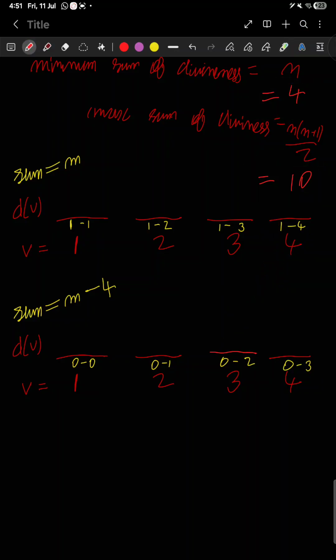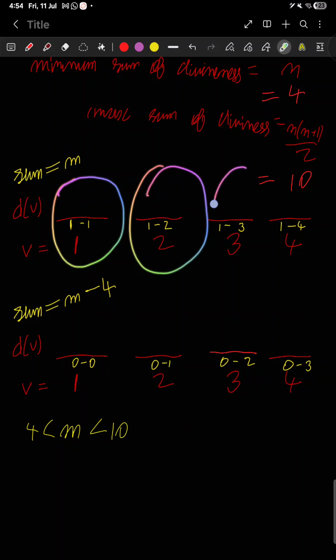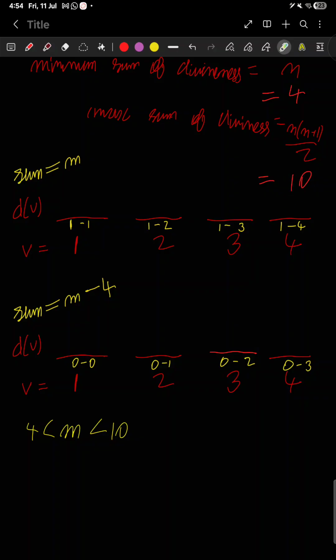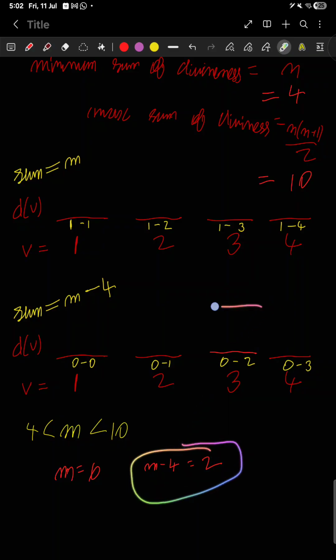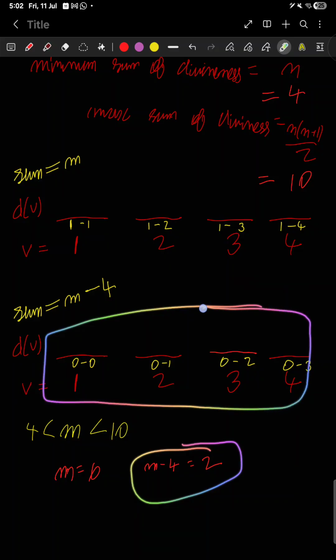So our m could lie anywhere between 4 to 10. And let me tell you one thing, that we are not actually considering the place of this node right now. We are just considering what value we should assign to each of these nodes to achieve the sum. So let's consider this example where m equals 6. So m minus 4 would be equal to 2. So we have to create a sum of 2 using these nodes.